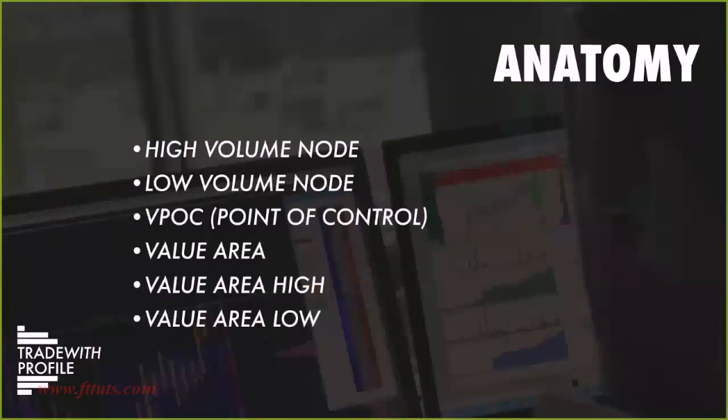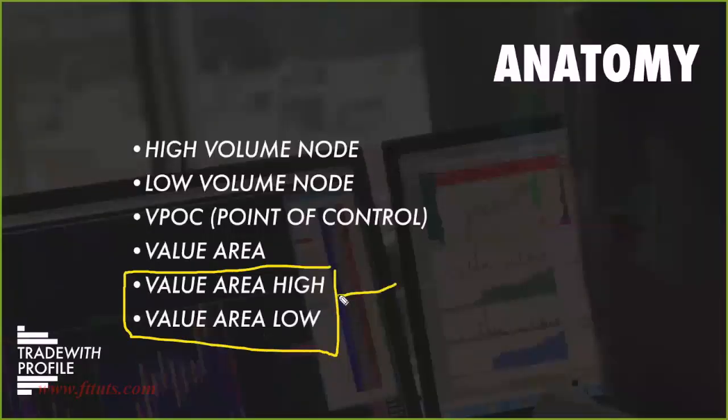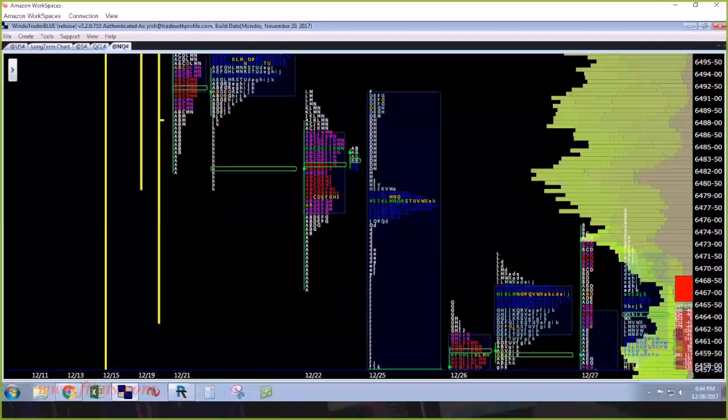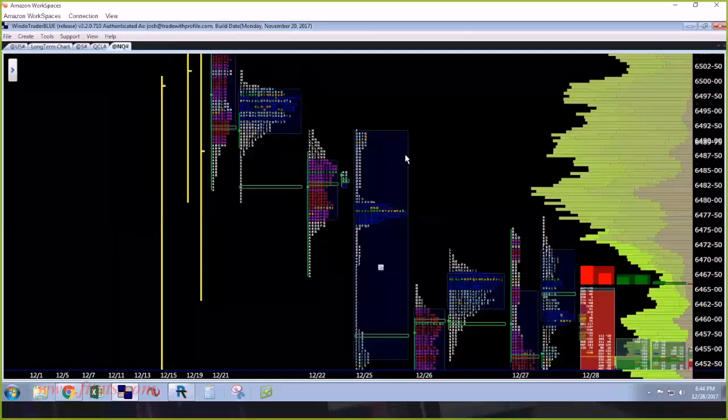I will tell you that some who look at auction theory, which is the underlying idea around profiling, spend a lot of time thinking about value area high and value area low. I would say don't spend a lot of time there. The reason is, if it's 70% of the trading range, how exceptional is that? But the point of control is exceptional because that was the most traded price, and that's a prominent reference point, much more than a value area high or low.